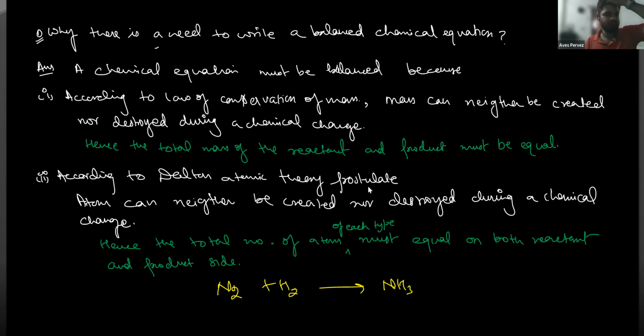Note it fast. A chemical reaction must be balanced because according to the law of conservation of mass, mass can neither be created nor destroyed during a chemical change, and the total mass of the reactant and the product must be equal. And the second point is, according to Dalton atomic theory postulate, atoms can neither be created nor destroyed during a chemical reaction. Mark my point that we are talking about the chemical reactions. Hence, the total number of atoms of each type must be equal on both reactant and product side.